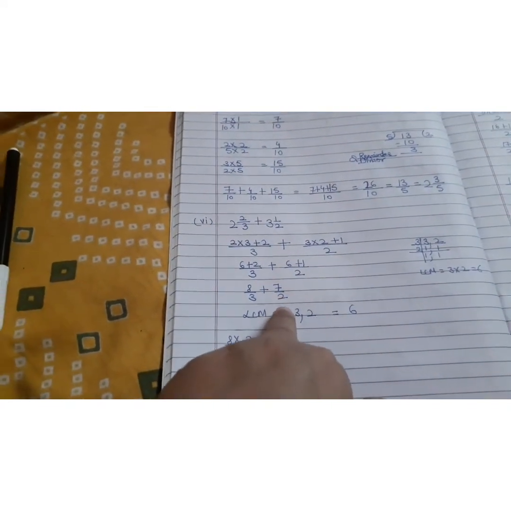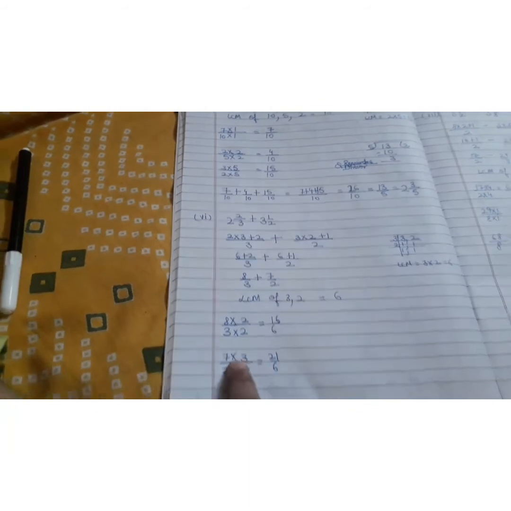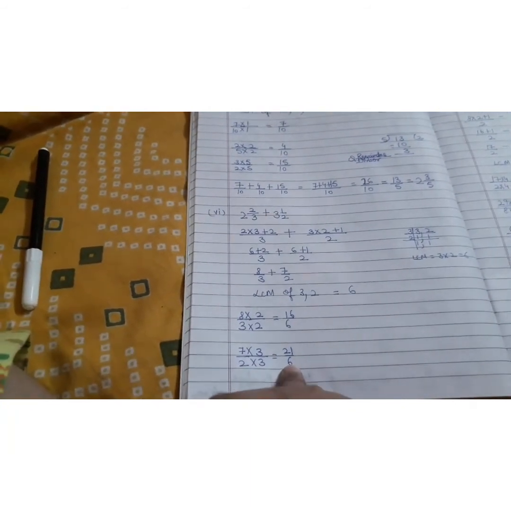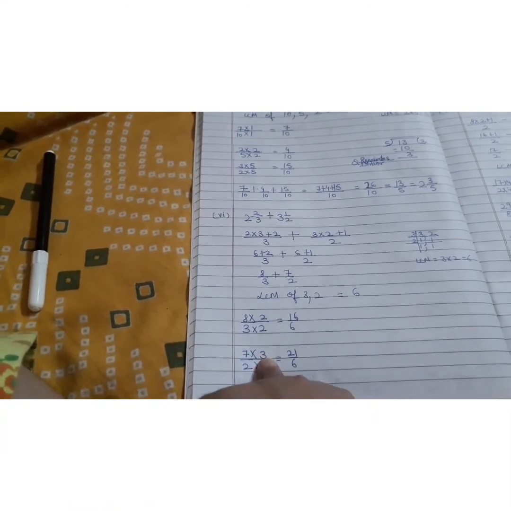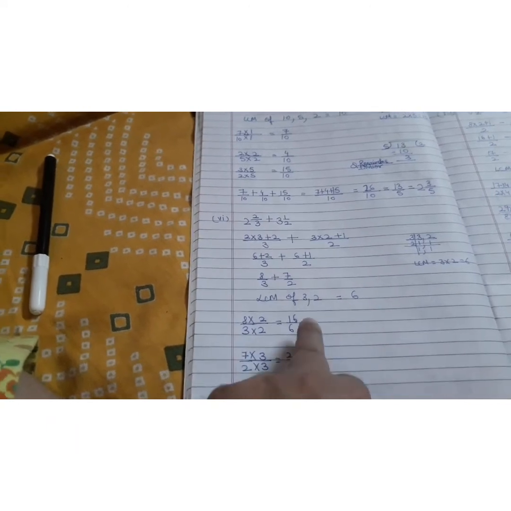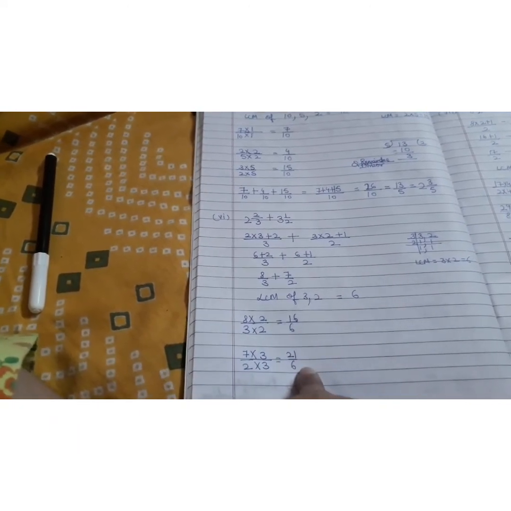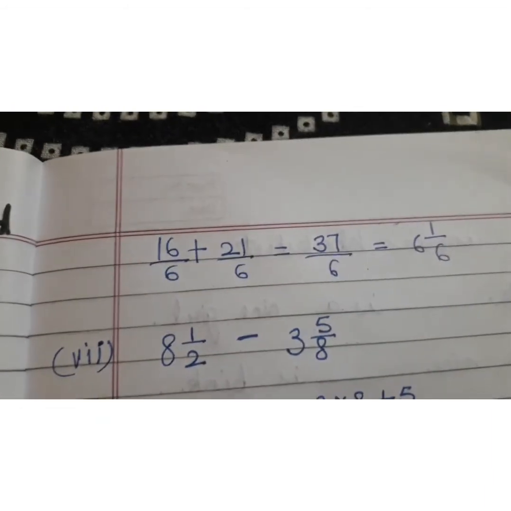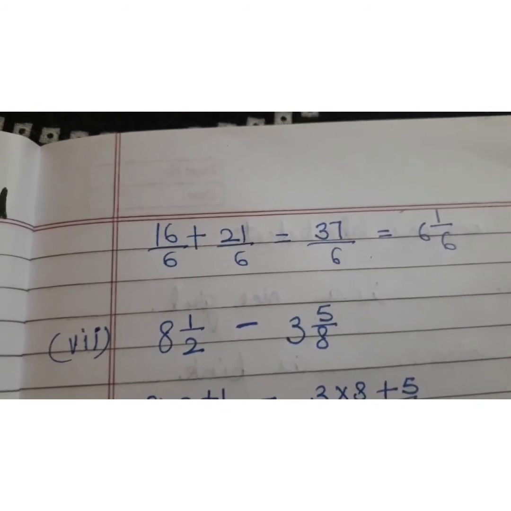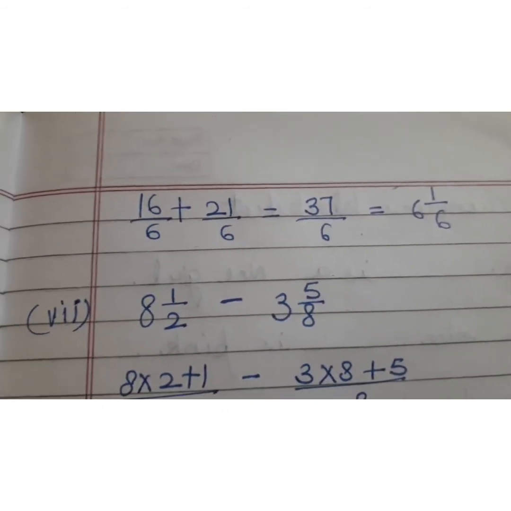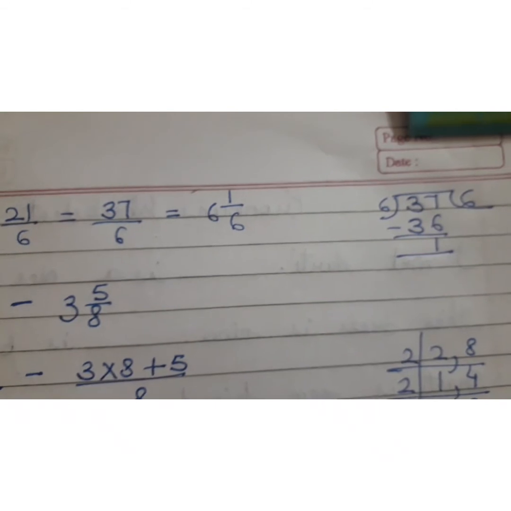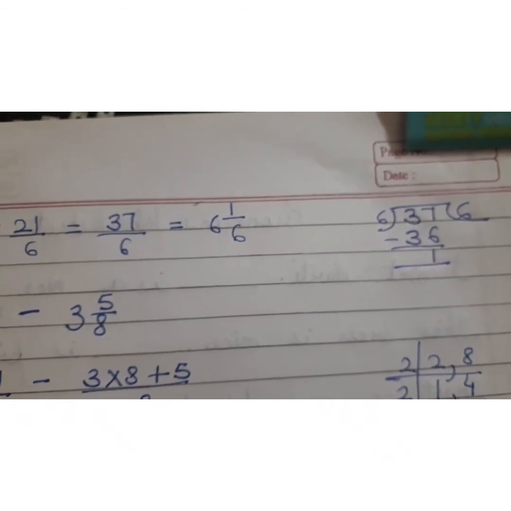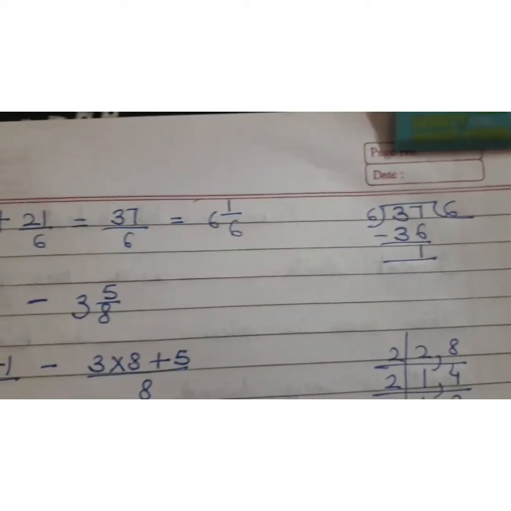And take the second fraction 7 by 2 and make it equivalent to the LCM number 6. Multiply it with 3 in the denominator and with the same number in the numerator itself. You will get 21 by 6. So you will have to add up these fractions, 16 by 6 plus 21 by 6. You will get 37 by 6. Now we will convert this 37 by 6 into a mixed fraction. You will get 6 1 by 6. We have to divide the 37 by 6. So you will get 6 as the quotient and 1 as the remainder.